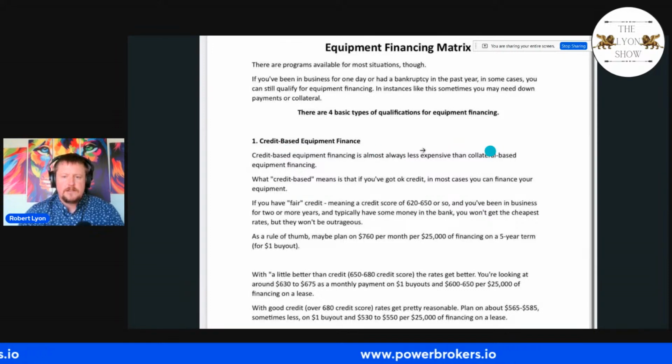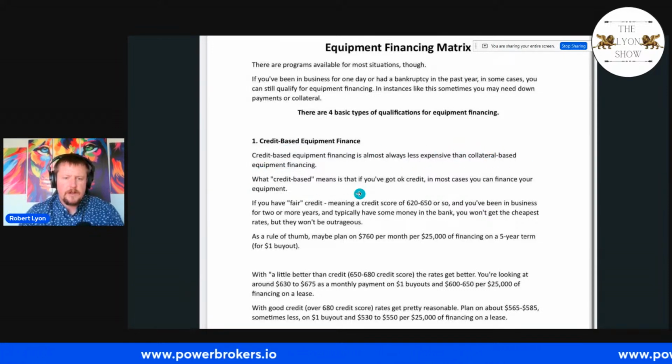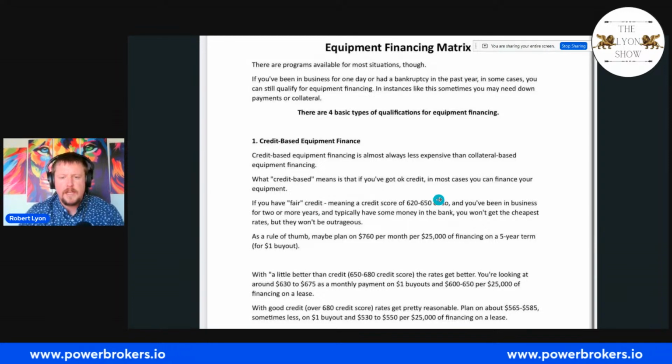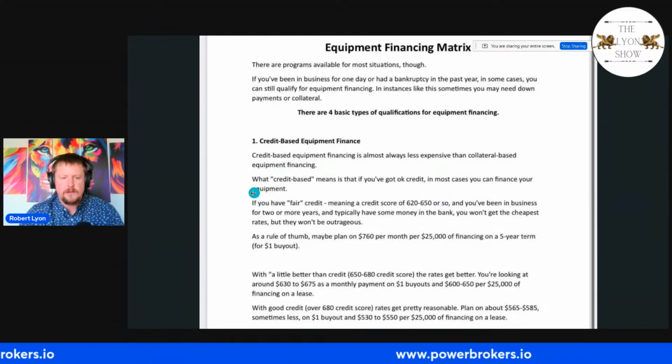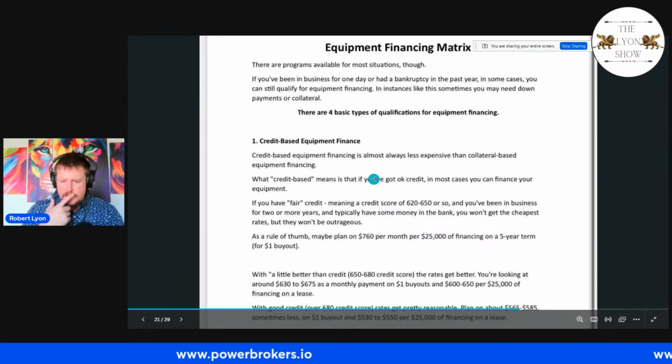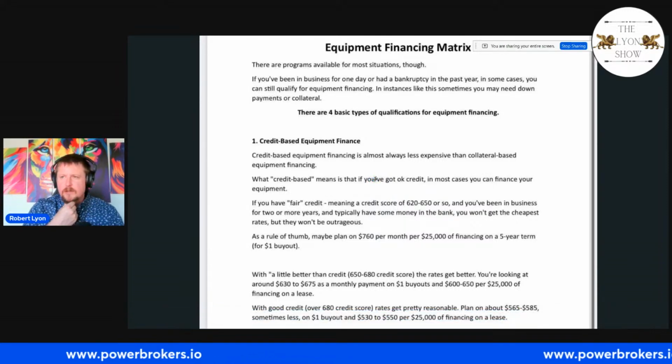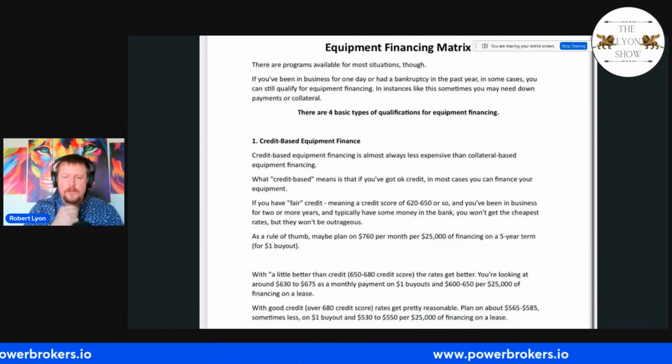Credit-based equipment financing is almost less expensive than collateral-based equipment financing. Credit-based means that if you have okay credit, in most cases, you can finance your equipment. And what's cool is you can help people do this as well, right? So this is how you can reach out to people that really want new equipment for their business.